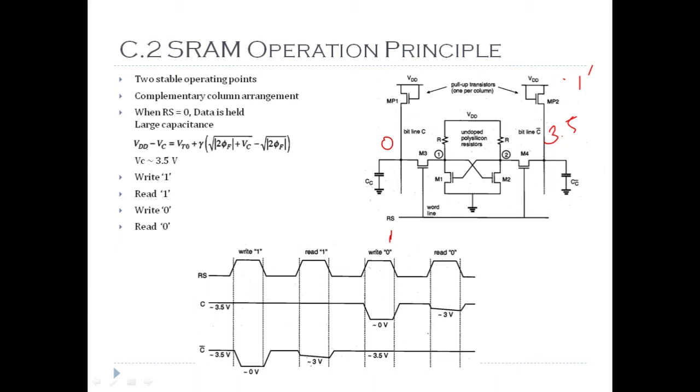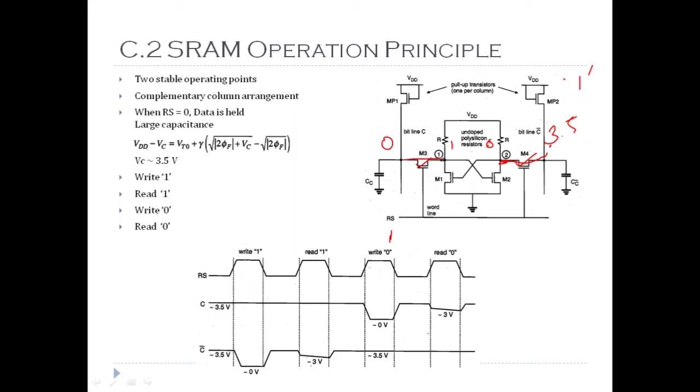Now when RS equal to 1, these transistors are on. In the earlier case, we have seen that 1 is stored here and 0 is stored here, because it was previously storing 1. Now here, as M3 and M4 are turned on, VDD, or the 3.5, is applied to this point and 0 is applied to this point.